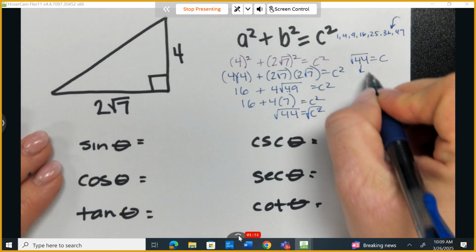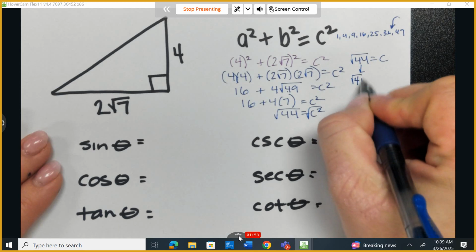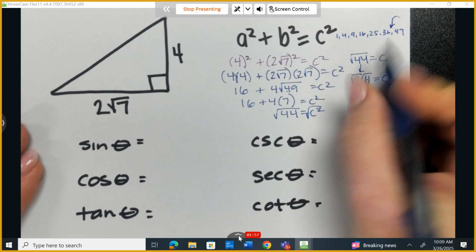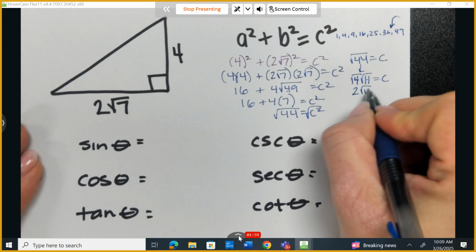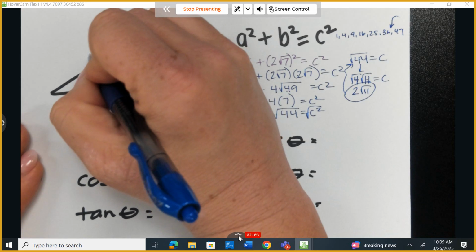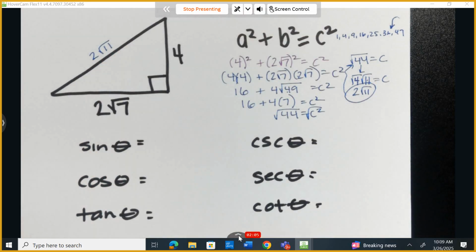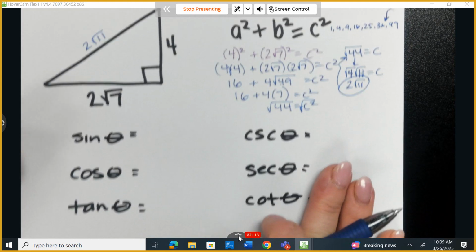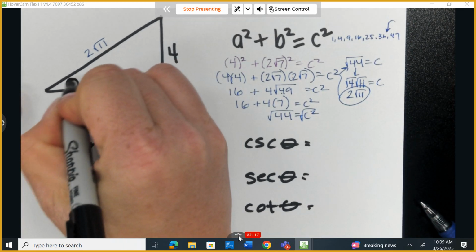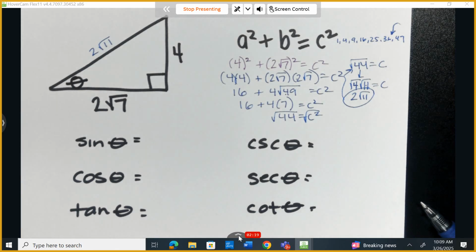So I'm going to rewrite this as the square root of 4 times the square root of 11. 4 times 11 is 44. And I know the square root of 4 is 2. This is the simplified expression of the square root of 44. So up here I'm writing 2 square roots of 11. Now once I've been able to identify all three sides of the right triangle, I can now evaluate for a particular angle. Let's go ahead and make this angle down here theta.